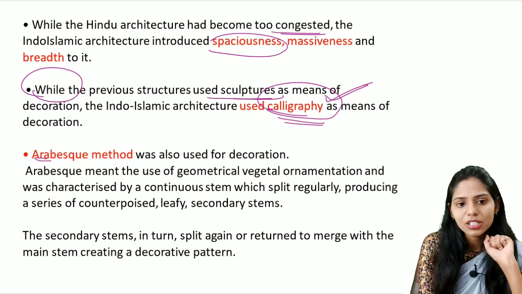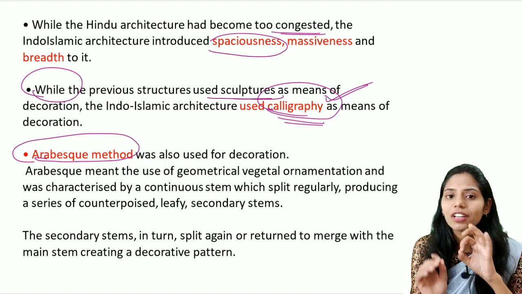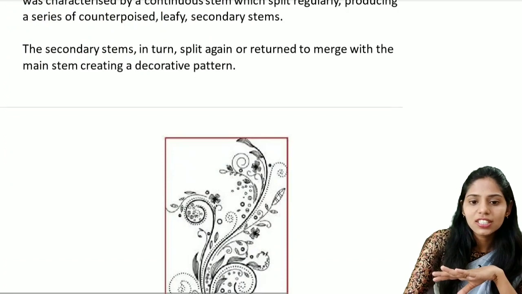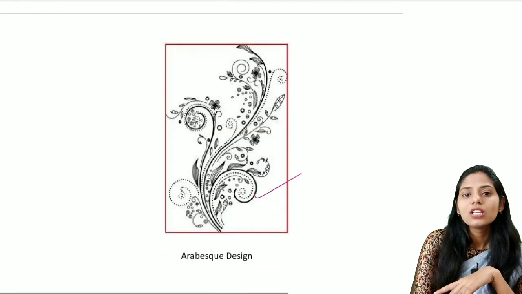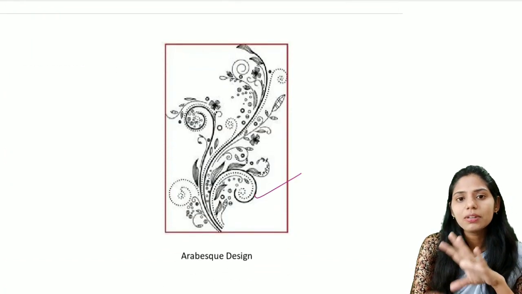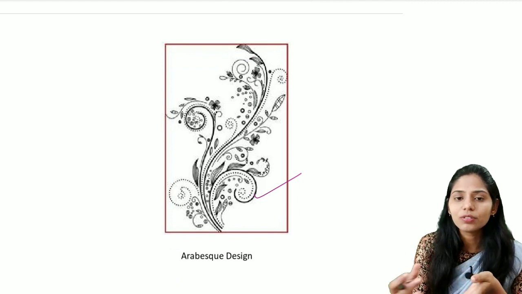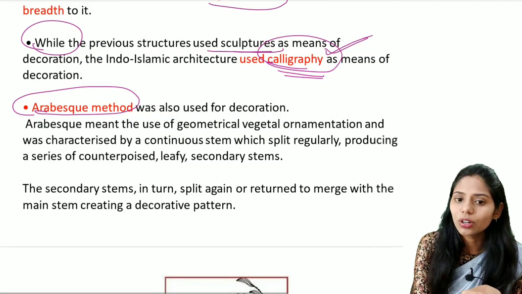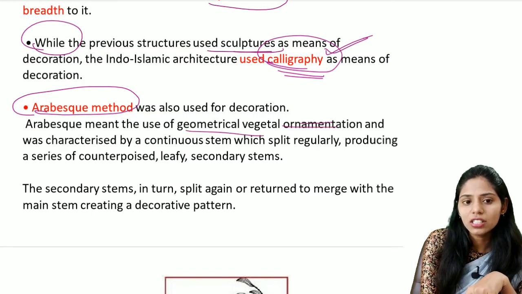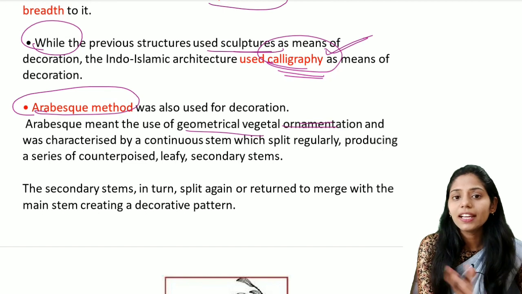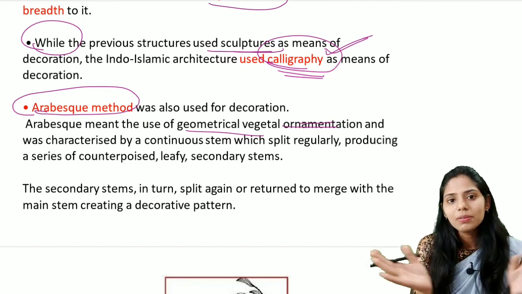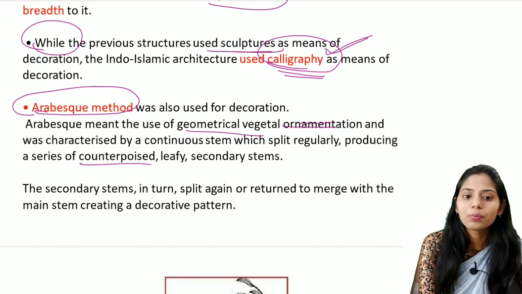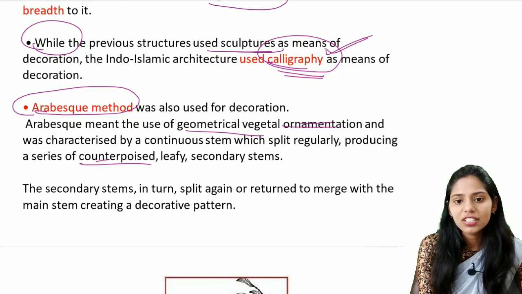And they started the Arabesque method. This Arabesque method is very nice and very beautiful as well. If you see this picture, it is called the Arabesque method. In this there is a stem, and this stem is decorated in different ways. Arabesque meant the use of geometrical vegetal ornamentation, and it is characterized by a continuous stem that splits regularly and produces a series of counterpoised, leafy and secondary stems.